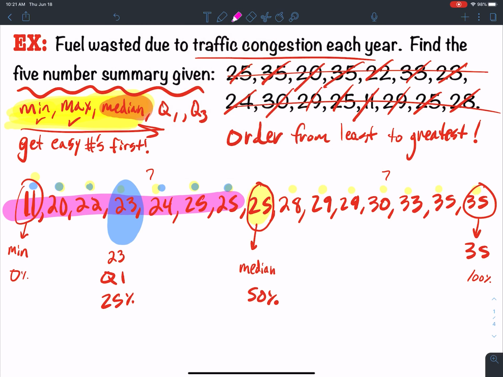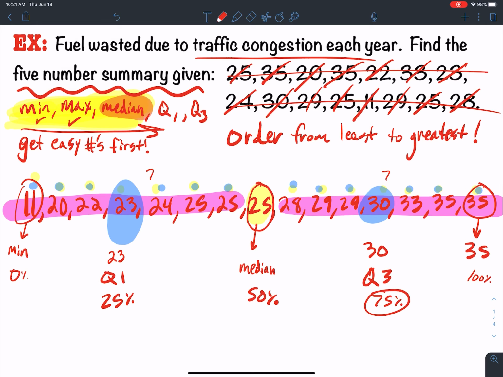And then over here, if I look at these numbers, what's in the middle? Well, it looks like 30 is. So let's see. 1, 2, 3, and then 1, 2, 3. All right, so yeah, 30 is in the middle over here. So 30 is my Q3. That's the 75th percentile right there.